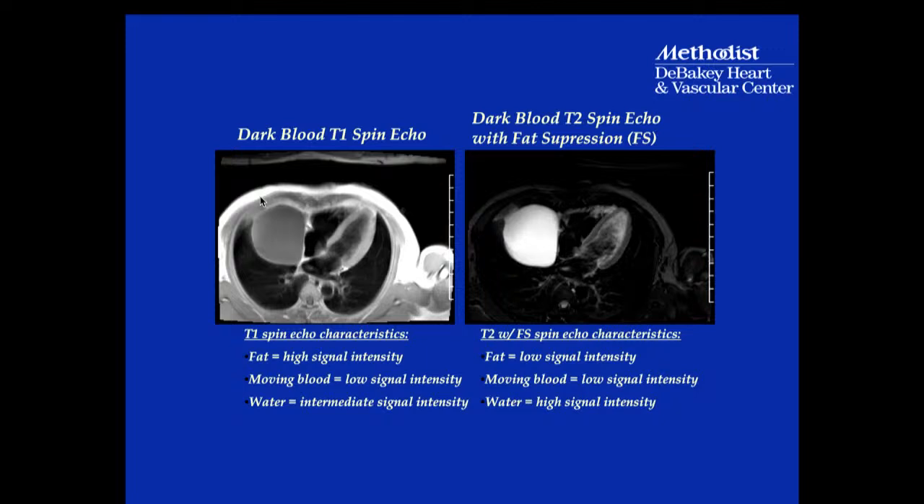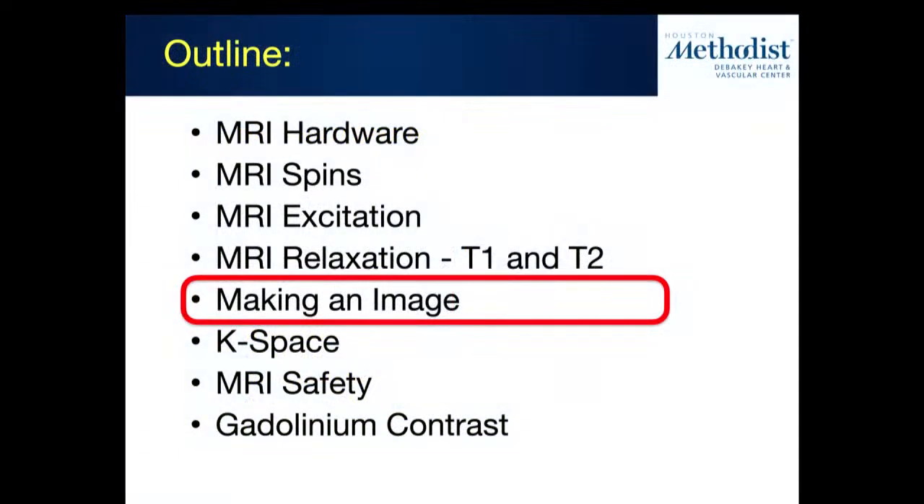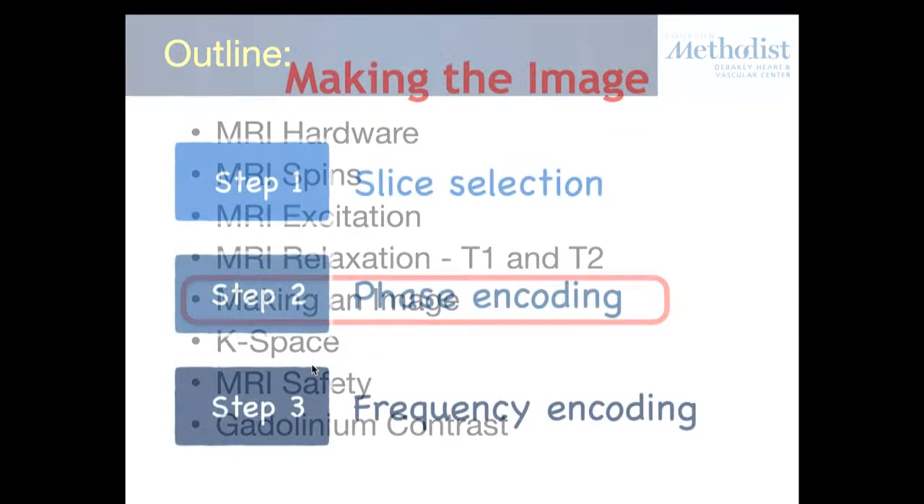But you need to really know what sequence you're doing, because again, you can make the exact same object appear very different. You can make it appear bright, gray, or black, depending upon the specific sequence that you utilize. Okay, so two more basic physics parts, and then we'll get to some better stuff, okay?